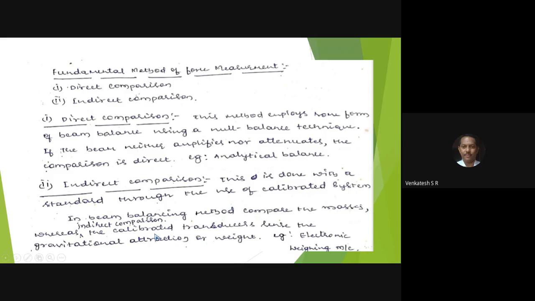So here you have two translations. Analogous signal is converted into voltage signal. Voltage signal is converted into digital signal. Digital signal is displayed in the digital display in terms of kgs or grams. So here in indirect comparison, you have two or more translations.